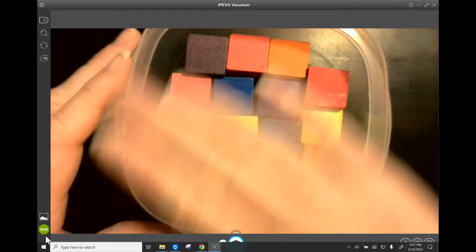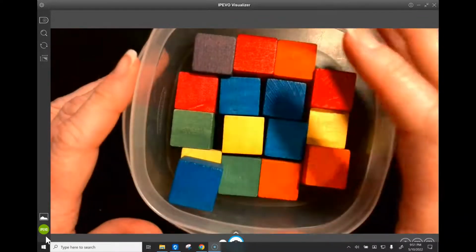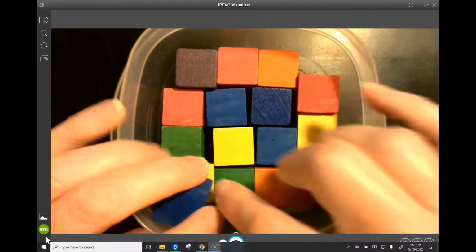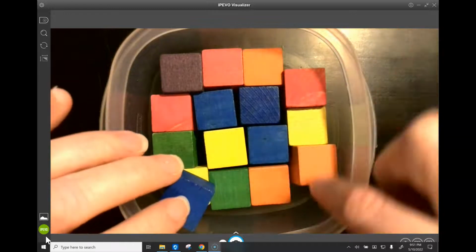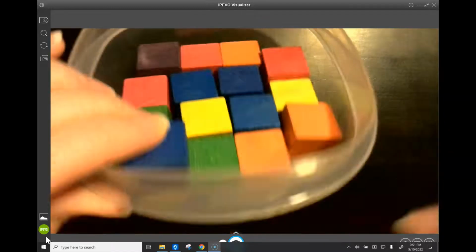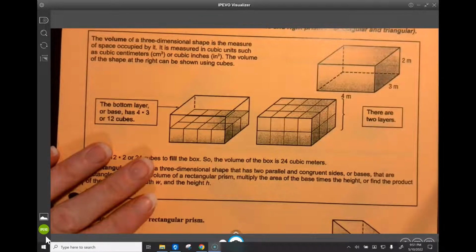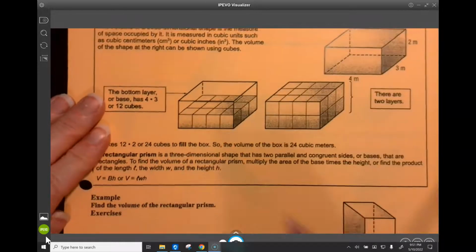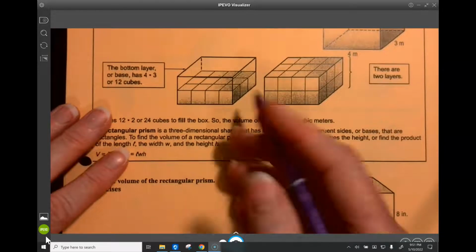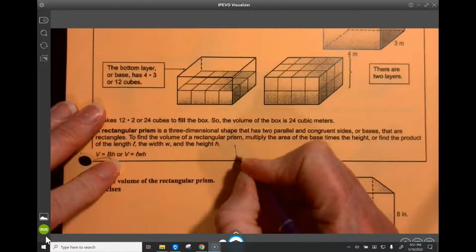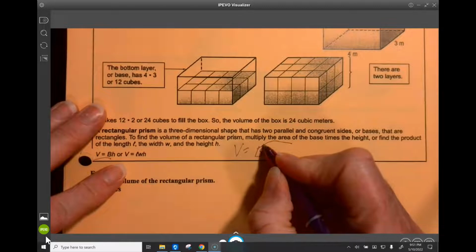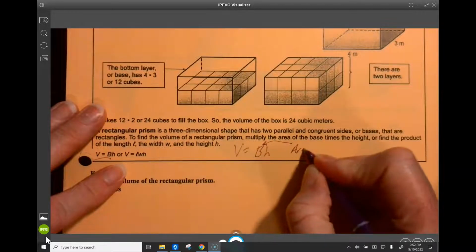So if I want to find out how many are in there, I would fill this whole thing up and count all my blocks. Or I could just figure out how many are in the base and then take it times the height. So volume is one of the easiest formulas for a rectangular prism you're going to do. And all you have to do, in general terms, is V equals big B times H. Big B, that is the area of the base.